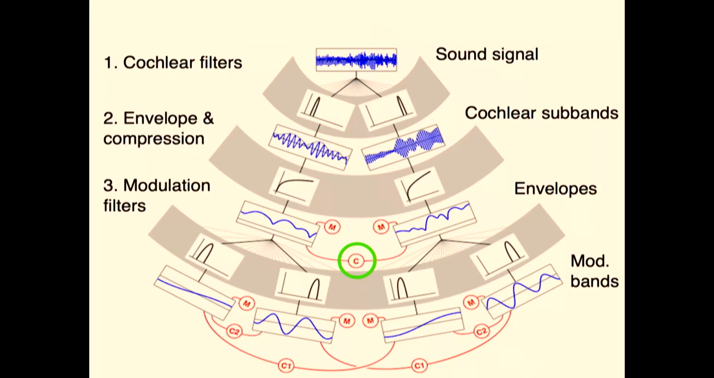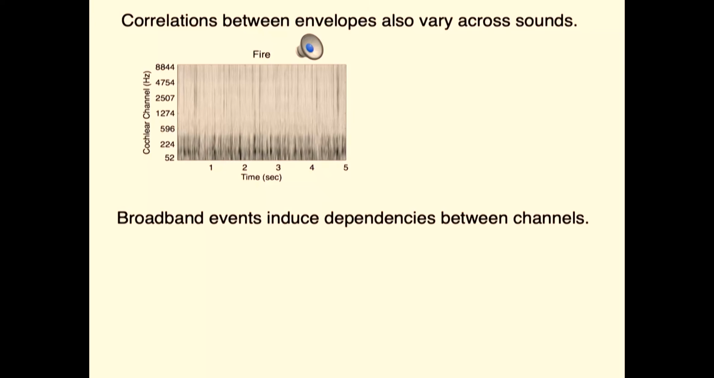Let's take a look at what information you might get from correlations. We talked a little bit about how correlations in images might capture elongated edges. What about sound? This is a cochleogram for fire. Fire has lots of crackles and pops. This is what it sounds like.